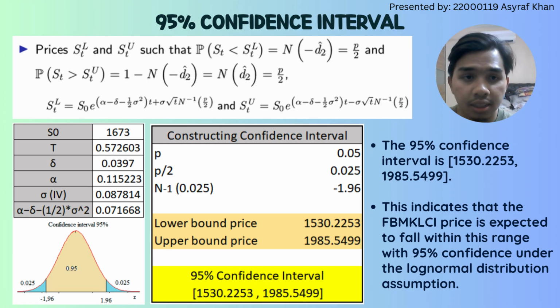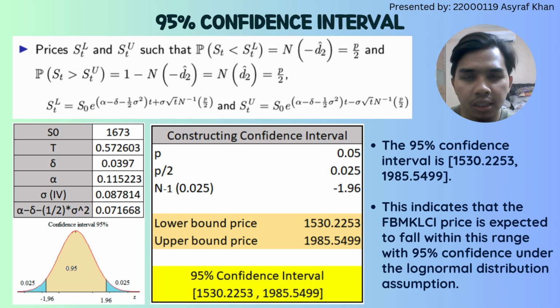Next, we construct the 95% confidence interval for the FBM KLCI price at expiration using the lognormal distribution model. The parameters used are the current index level, time to maturity, dividend yield, estimated annual return, which is alpha, and the call implied volatility. For the confidence interval calculation, we use the call implied volatility because it is derived from the option selected for our main valuation analysis. The put implied volatility was different due to the observed put-call parity discrepancy.